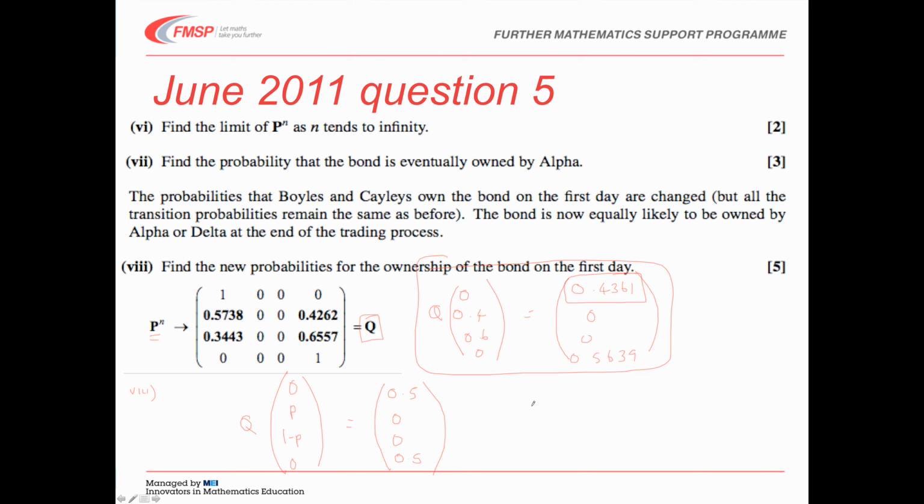If we multiply this out, we get 0.5738 times P plus 0.3443 times 1 minus P is equal to 0.5. And when we work that out, we get P is 0.6786. And obviously that's the probability that it starts with B, and the probability it starts with C is 0.3214.